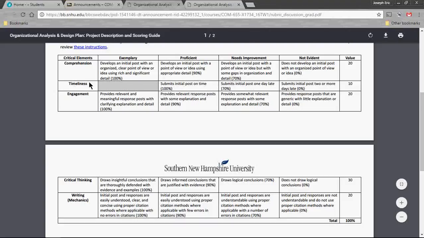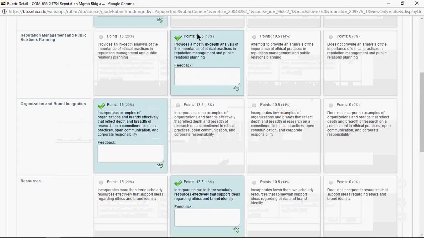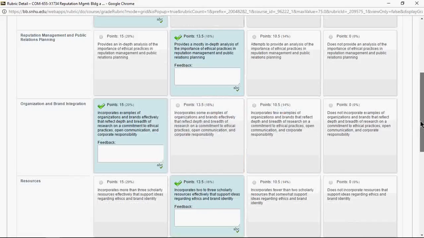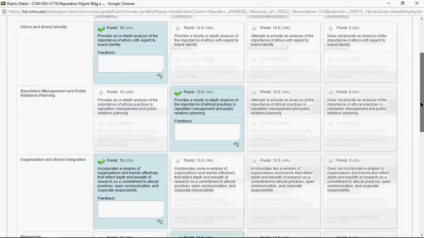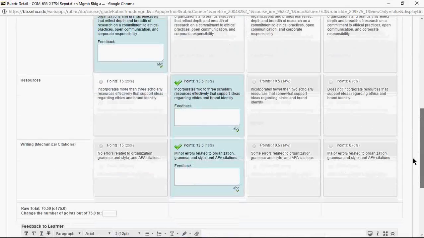Okay? So if you submit your assignment on Sunday and it was due on Thursday, as all discussion initial posts are, if you submit it on Friday, you're going to get needs improvement. If you submit it on Saturday or Sunday, you're going to get 0 points on that particular timeliness critical element. Now, notice then that there is not a timeliness critical element here.